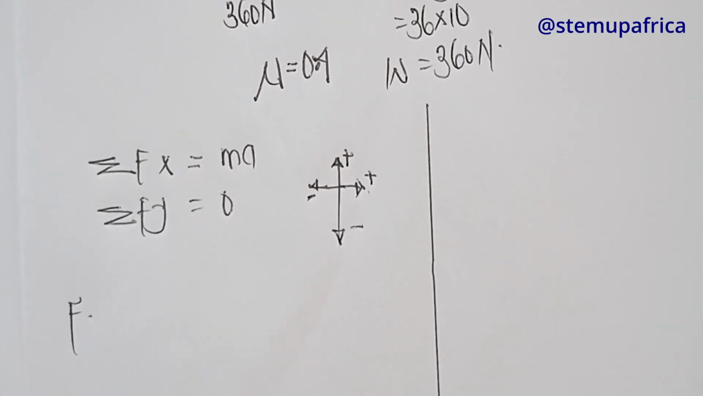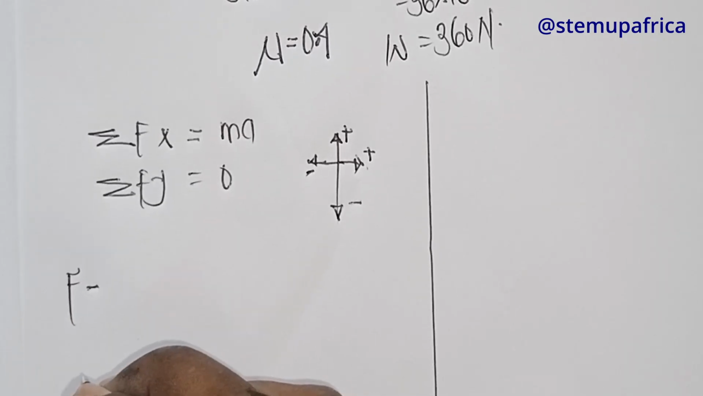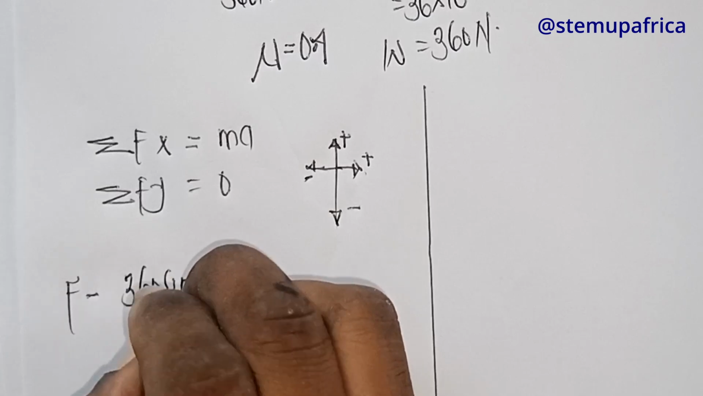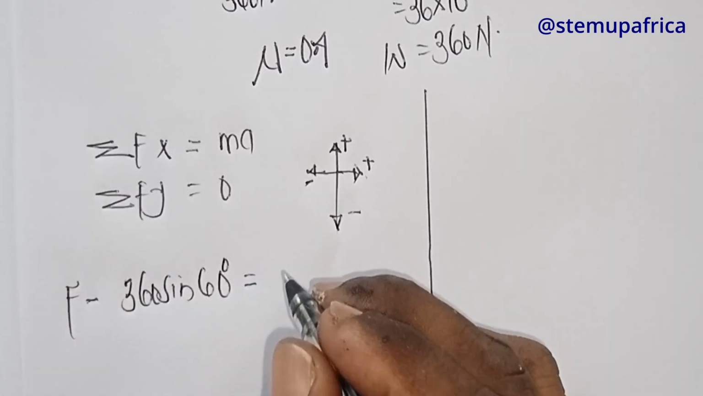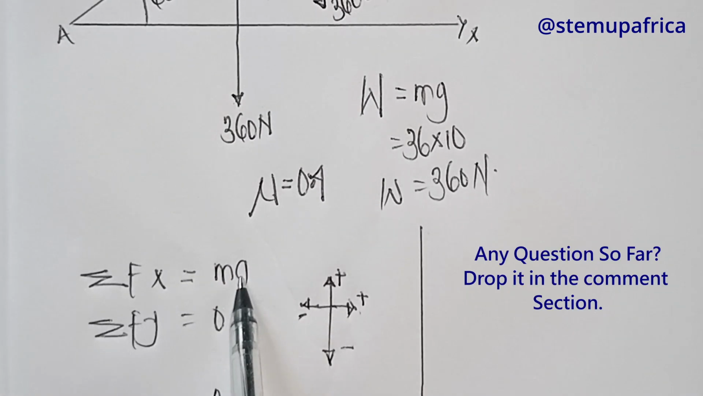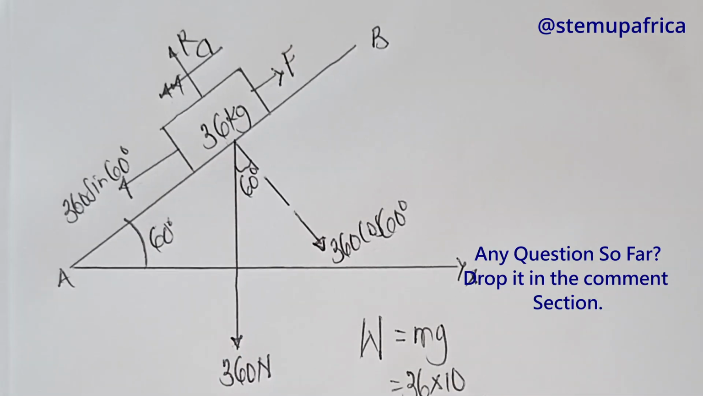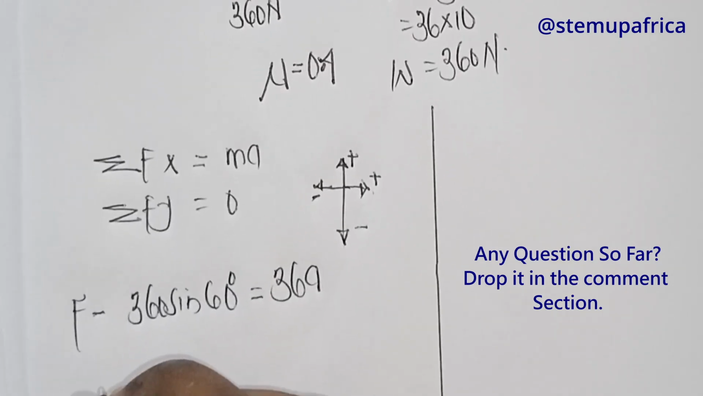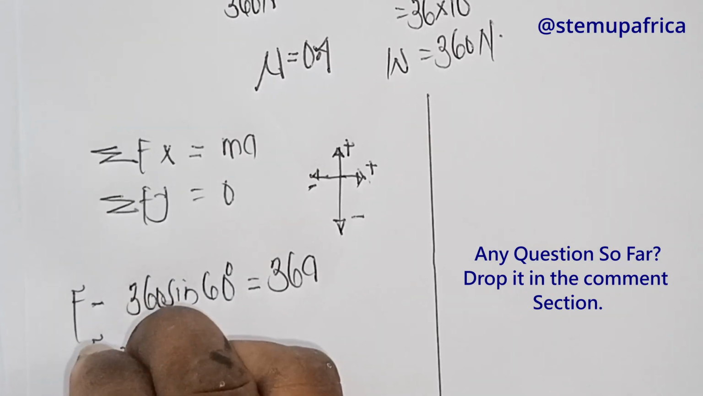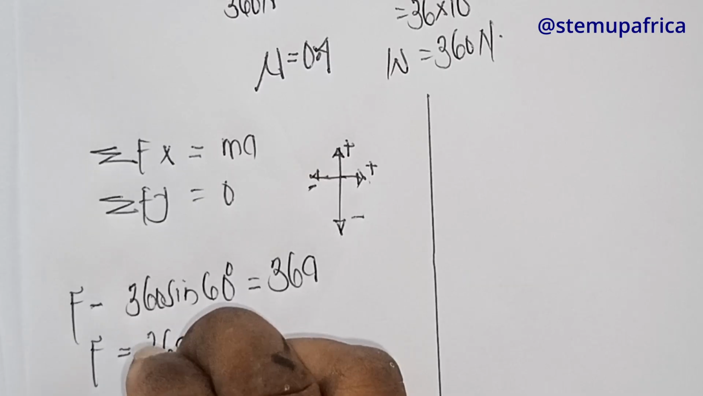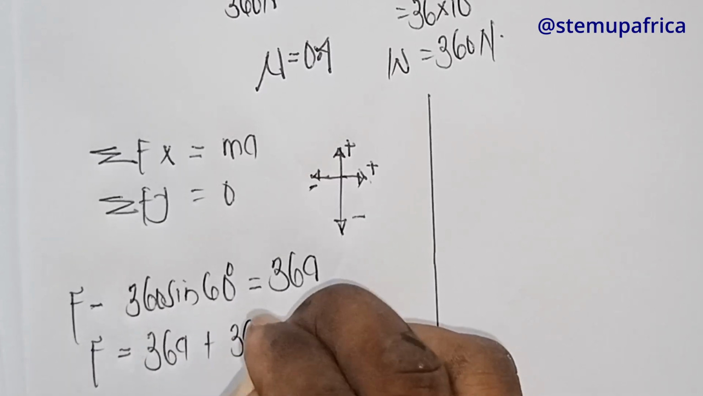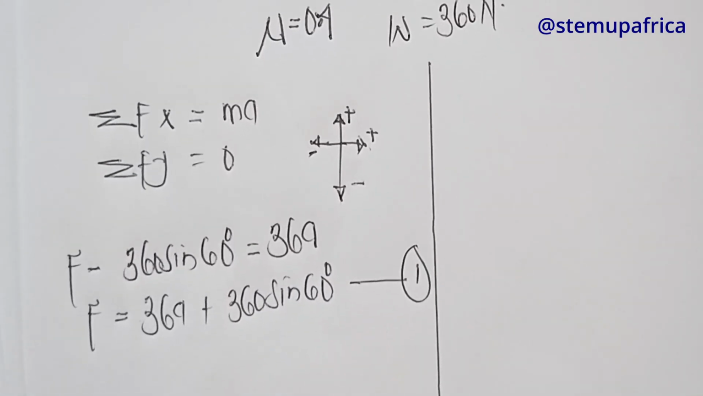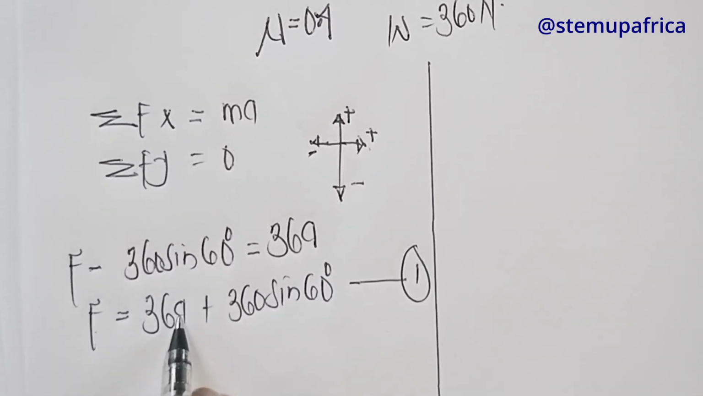So I'm going to have F minus 360 sin 60 degrees equals MA, which is 36A. So I can make F the subject of the formula. Let me make frictional force the subject. So my frictional force will give me 36A plus 360 sin 60 degrees. Let's call it equation 1. Why is it so? F is unknown, A is unknown.